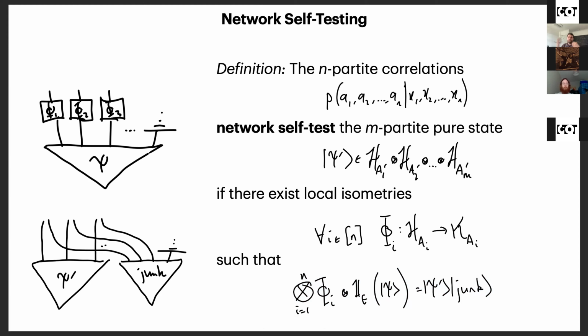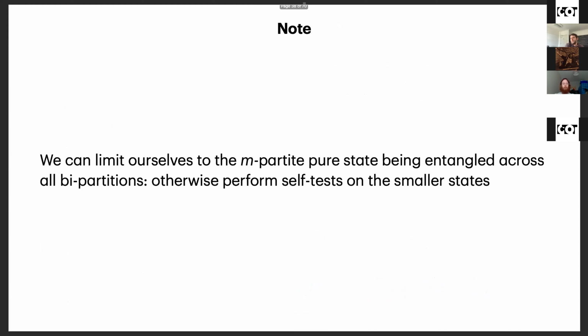So we allow for freedom in that the number of parties doesn't necessarily correspond to the number of subsystems in the state that we're self-testing. Okay, just a quick note that we can limit ourselves to talking about our m-partite pure state being entangled across all possible bipartitions across subsystems. Otherwise, you can perform self-tests on the smaller states.